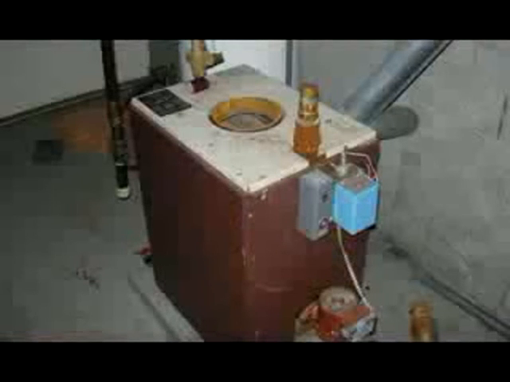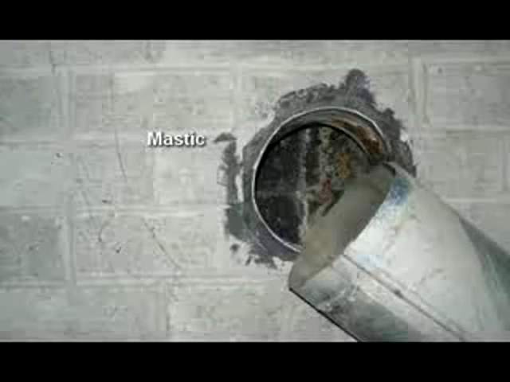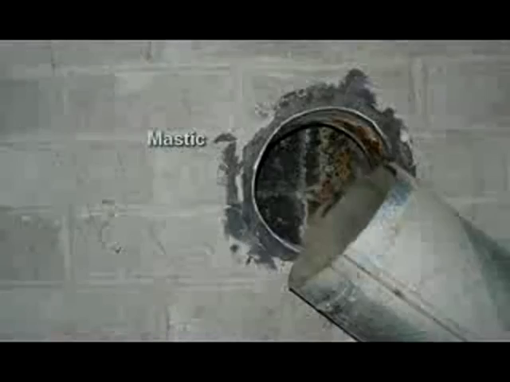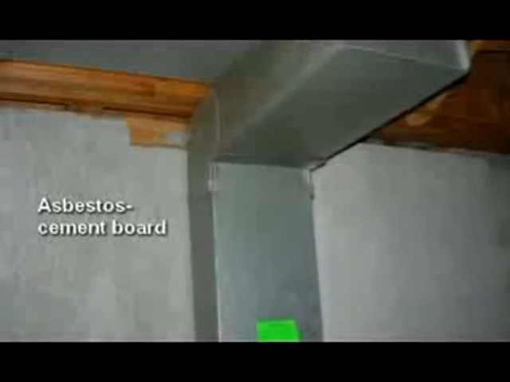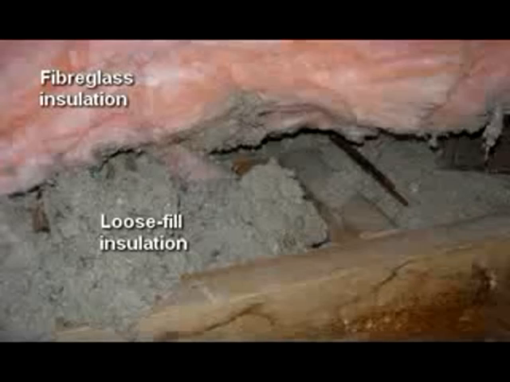Houses can be heated by a furnace or boiler, and this equipment, especially older boilers, may be insulated with asbestos. Seams in metal ducting are often covered with asbestos tape. Ducts and piping may also be wrapped in asbestos insulation. These photos are examples from other houses. Even the cement or mastic used to seal pipes where they go through walls may contain asbestos. The walls of the furnace room in this house are covered with asbestos cement board, also known as transite.